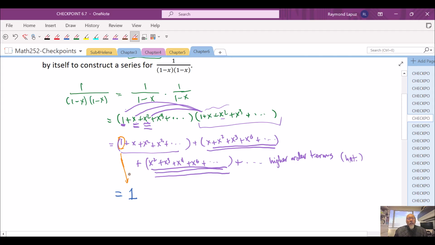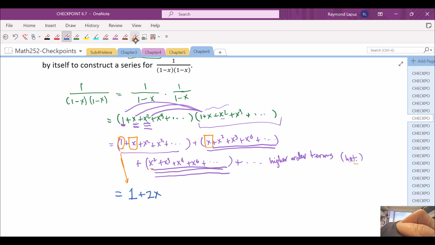Okay, so next the linear terms, x terms. So we got one x term here and one x term here, and everything else would be higher order terms. So there are no more linear terms, the x terms, and we only accounted for 2 of them. So there's only 2 x's that come up.